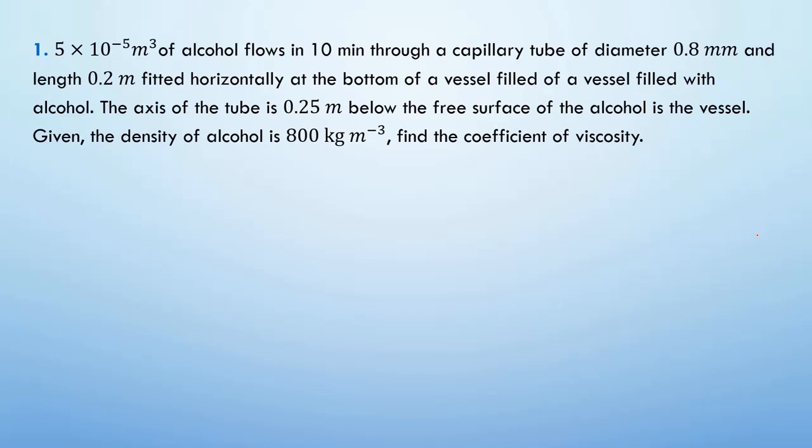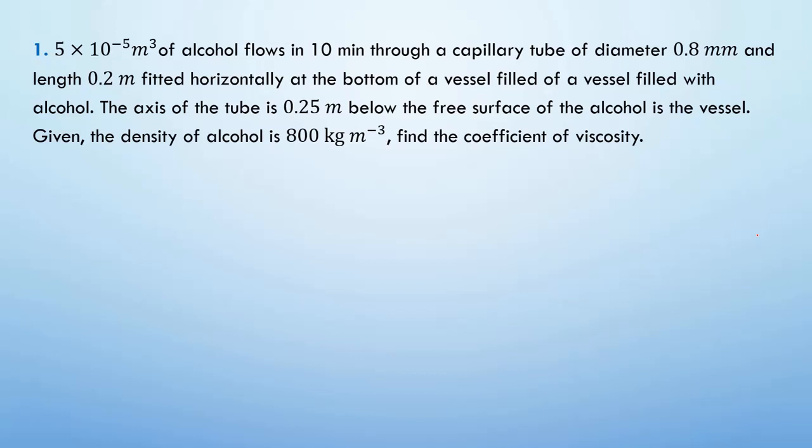5 into 10 to the power negative 5 meter cube of alcohol flows in 10 minutes through a capillary tube of diameter 0.8 millimeter and length 0.2 meter, fitted horizontally at the bottom of a vessel which is filled with alcohol. The axis of the tube is 0.25 meter below the free surface of the alcohol in the vessel. Given the density of the alcohol is 800 kg per meter cube, find the viscosity.